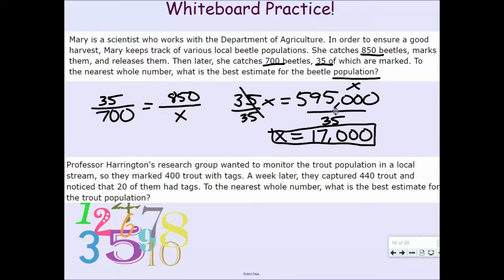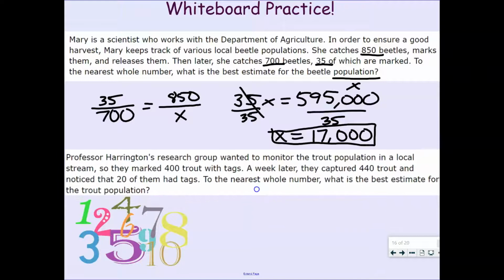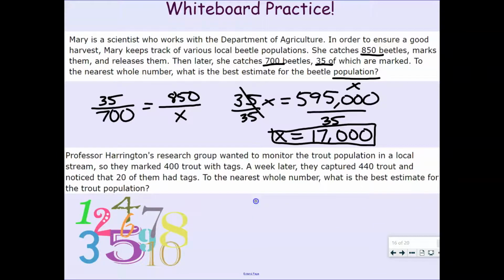It says, Professor Harrington's research group wants to monitor the trout population in a local stream, so they marked 700 trout with tags. A week later, they captured 440 trout and noticed that 20 of them had tags. To the nearest whole number, what's the best estimate for the trout population? So again, here are our numbers. We have the 400 that they marked, the 440 that they later caught, 20 of those had tags, and we want to know the best estimate of the trout population. So go ahead and pause, just write the proportion.